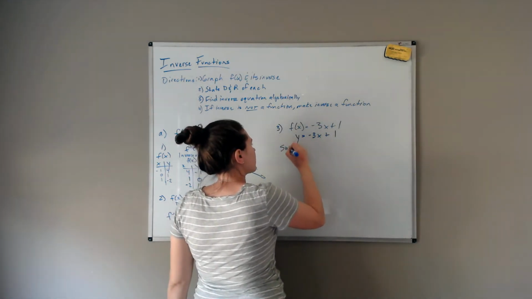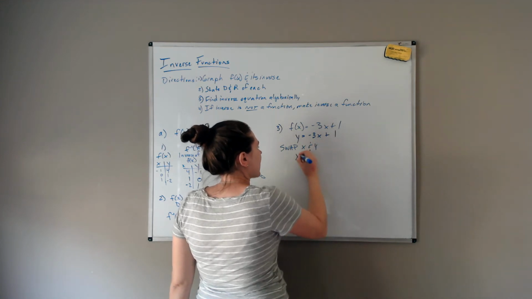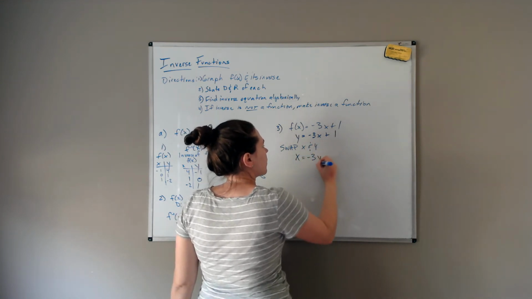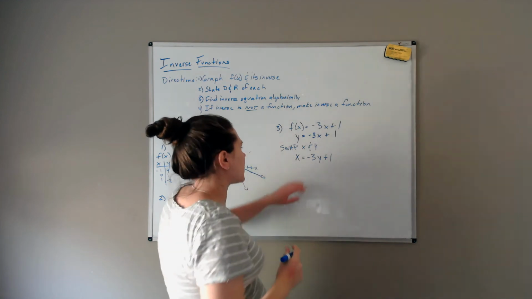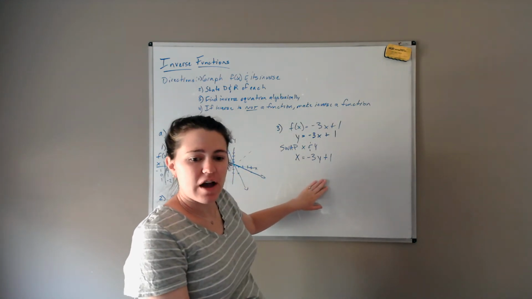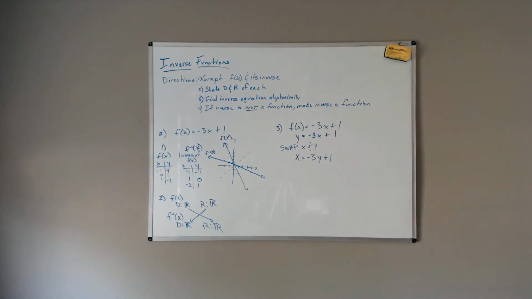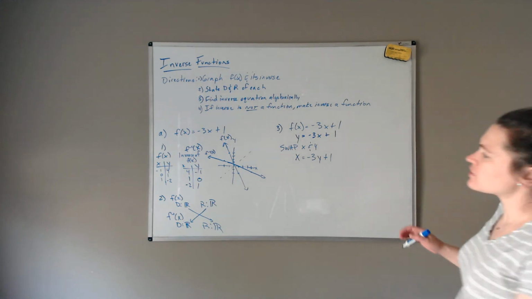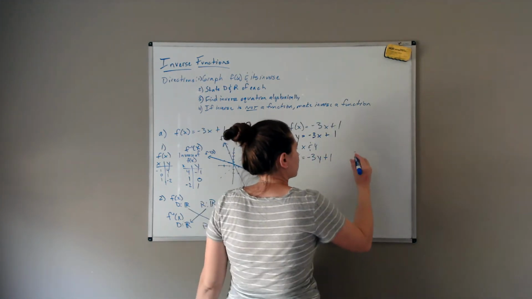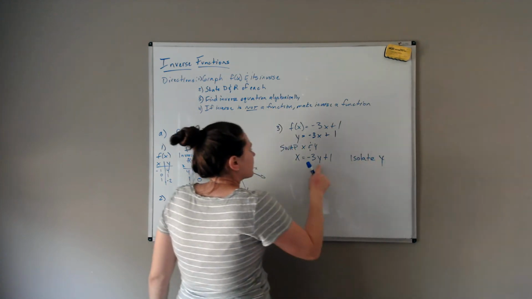So what we have to do right now is swap x and y. So x equals negative 3y plus 1. So this is saying whatever was the output is now the input, whatever was the input is now the output. But we never write our equation in terms of x equals, right? So right now, okay, this is an equation of the inverse, but we want to isolate y. Okay, so we want to get y by itself.